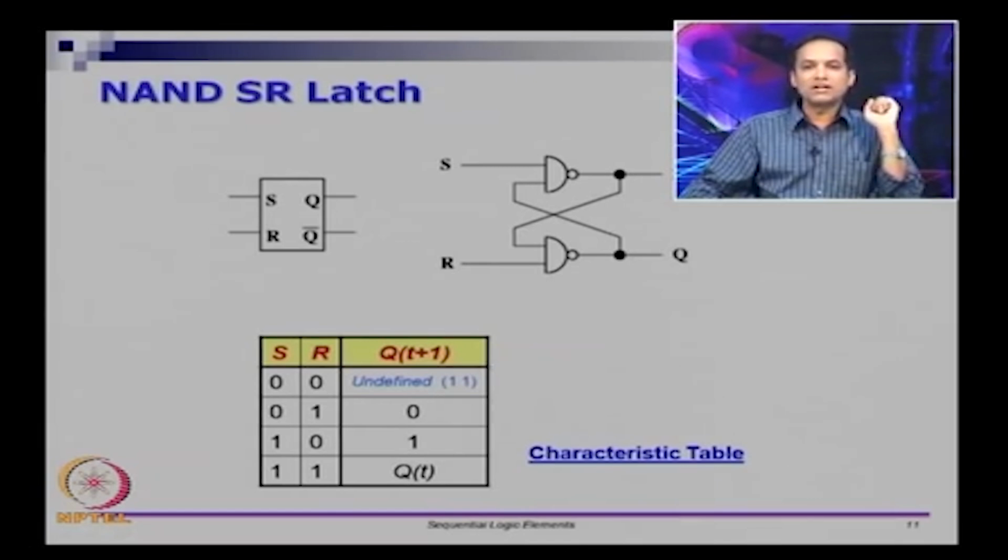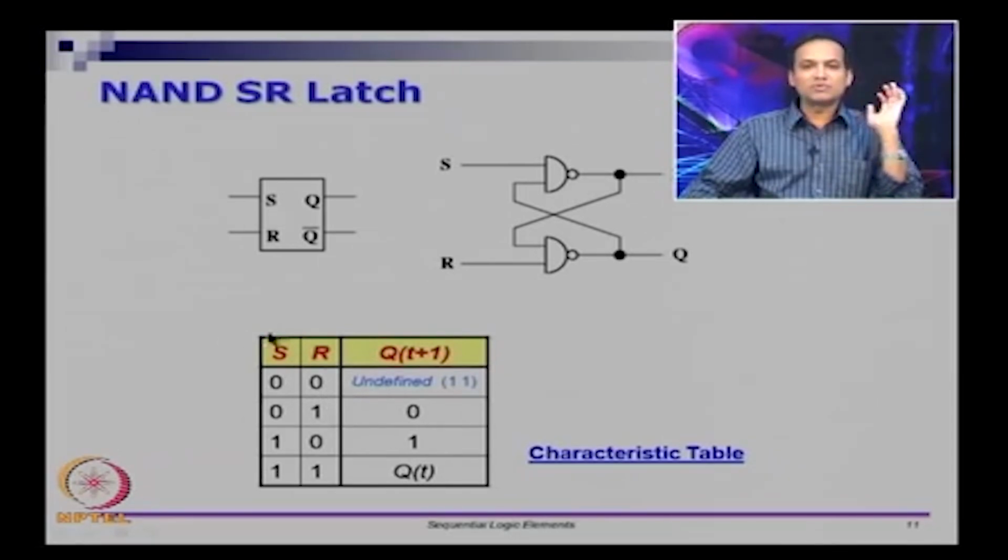In a cross coupled NAND circuit, the behavior is as it was before. If S is 1 and R is 0, the output Q of t plus 1 will be a 1. If S is 0 and R is 1, output Q of t plus 1 will be a 0. If both are 1, you will get Q of t. If both are 0, it is undesirable.